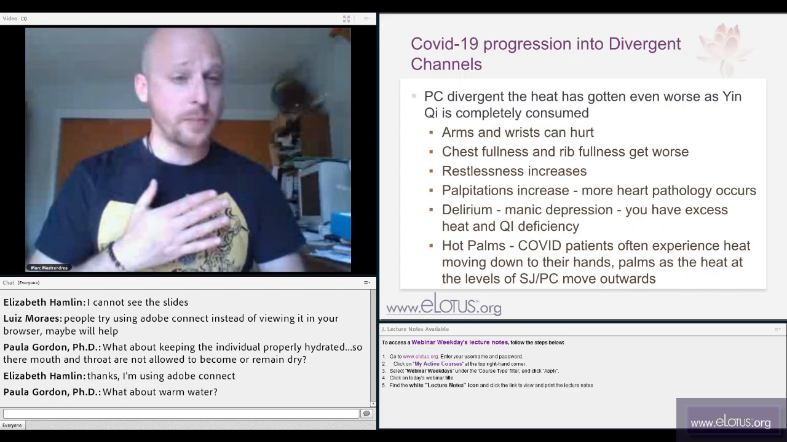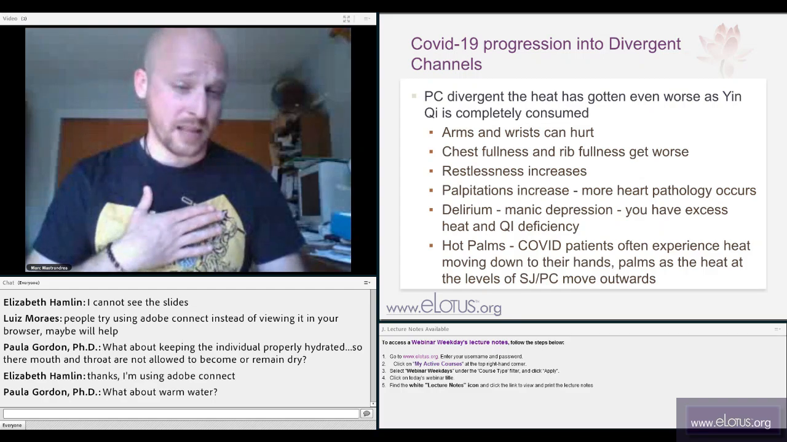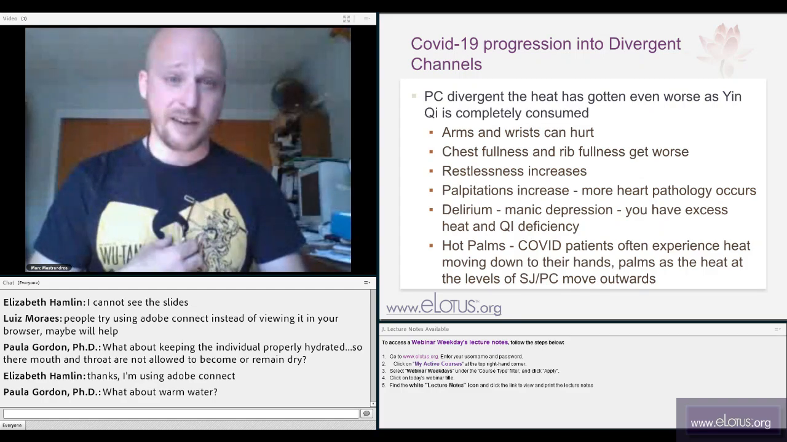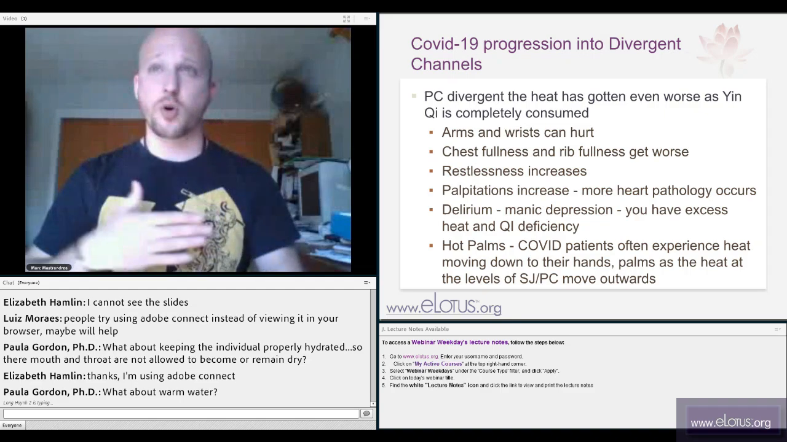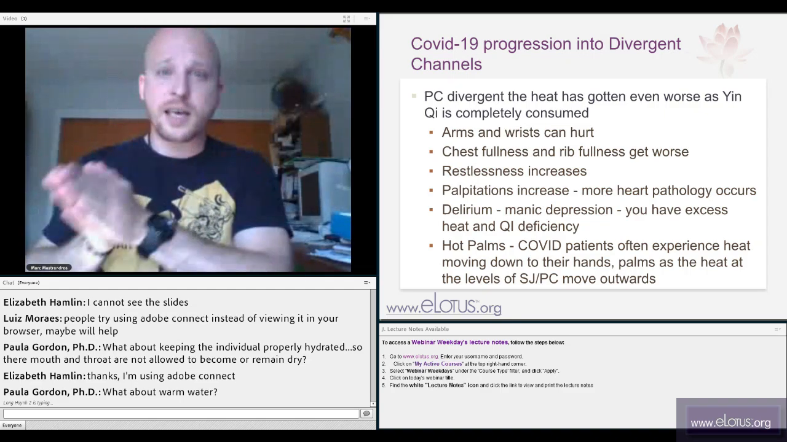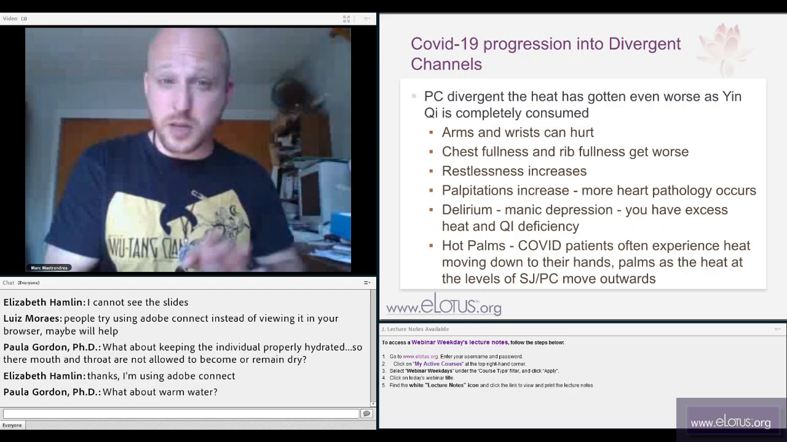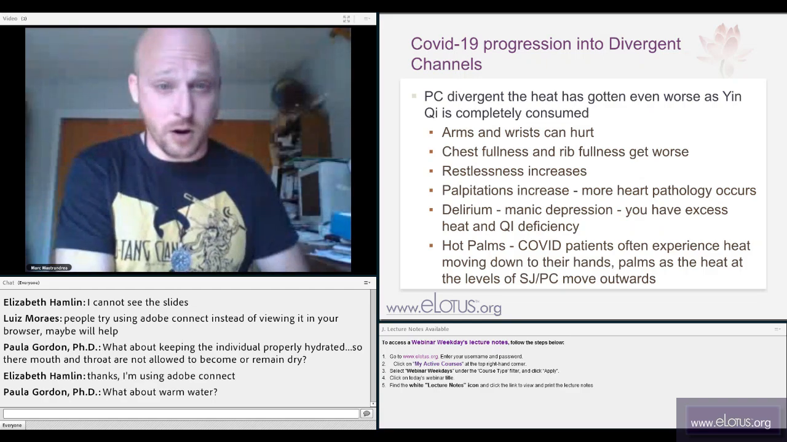They're going to complain about their heart. They're going to talk about it. You're going to start to have even more heart pathology occur. So if they didn't catch a heart attack before, they can catch one now. Why? Because the heat is now moving into the pericardium divergent, which will zone in on the pericardium.